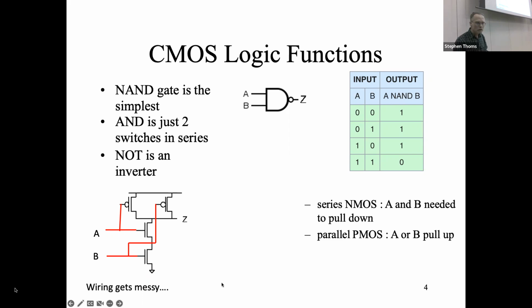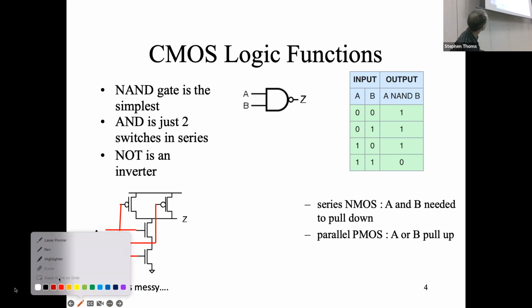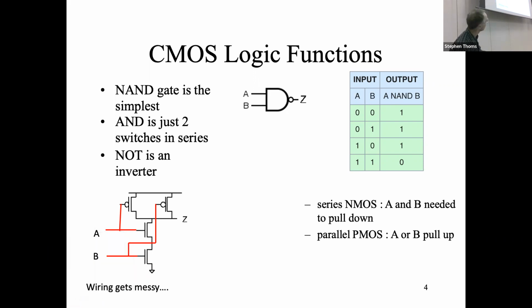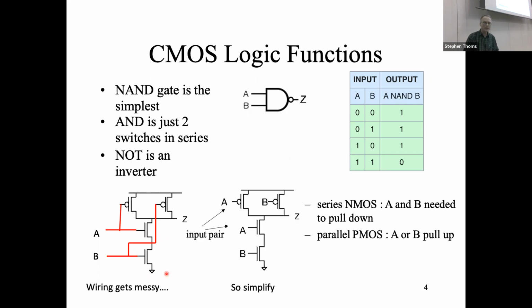But I haven't shown, let me switch this pointer on. What I haven't shown is that this is the VDD power in, and this is ground that is shown. Wiring looks a bit messy there, so what we generally do is we draw it like this. So we've got A and B inputs coming twice. Of course, they're just joined together with a piece of wire.